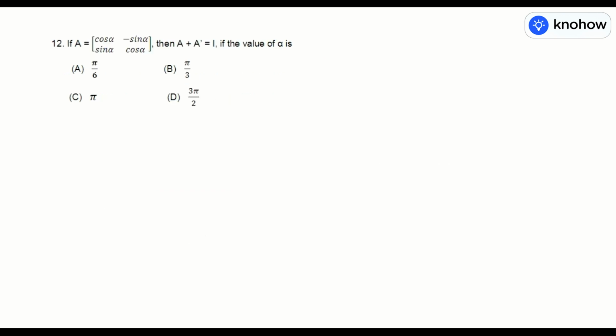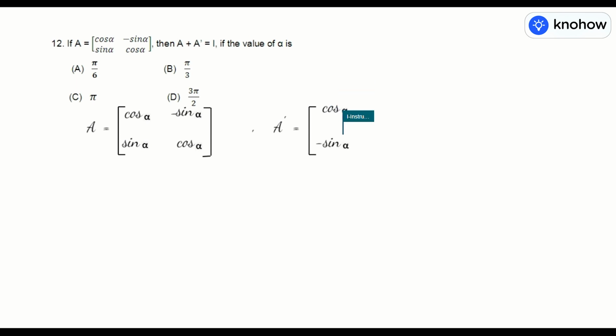Next one. If A is cos alpha, minus sin alpha, sin alpha, cos alpha, and A plus A dash is identity matrix, then find the value of alpha. A is given to be cos alpha minus sin alpha, sin alpha cos alpha. So what will be its transpose? Just interchange the row and column. The elements of the first row cos alpha, minus sin alpha in the first column. That of the second row sin alpha, cos alpha in the second column.